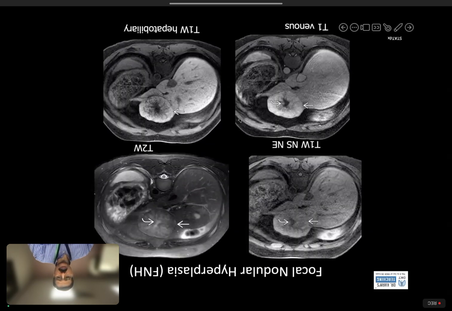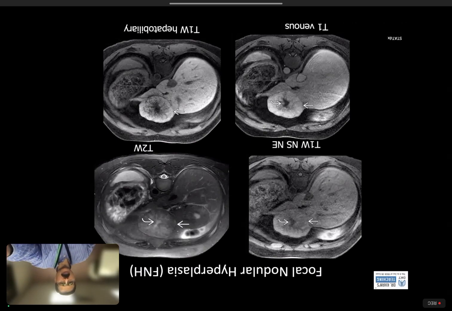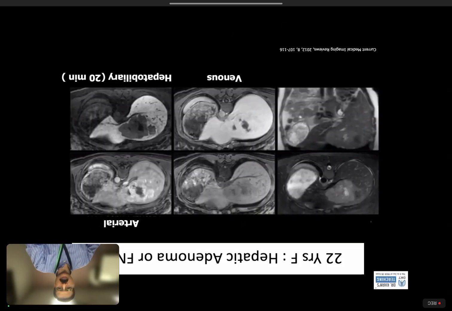This is from literature, from StatDx, where you can see that this is an FNH and this is a hepatobiliary phase where it retains contrast, the central scar does not. Please remember, many FNH will not have a central scar. So it's not a must for this thing to have a central scar.